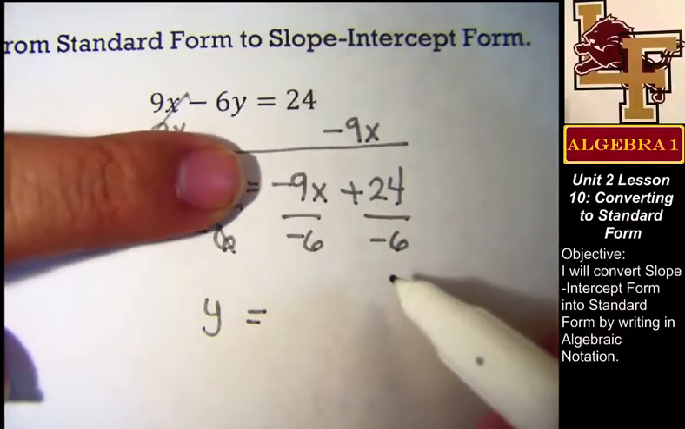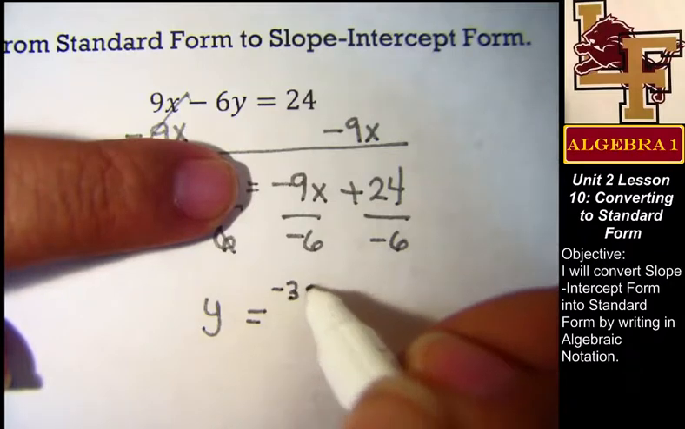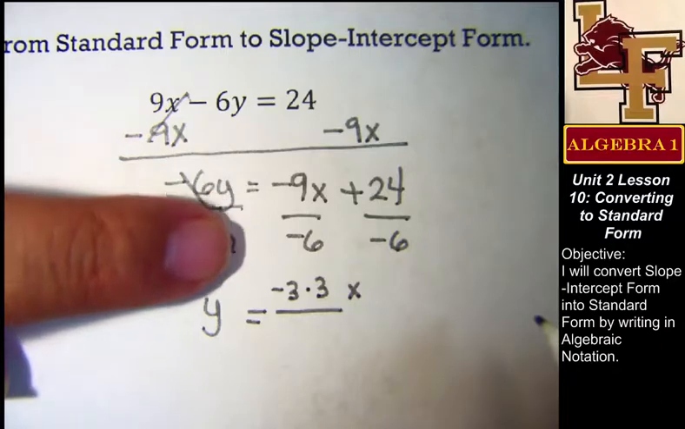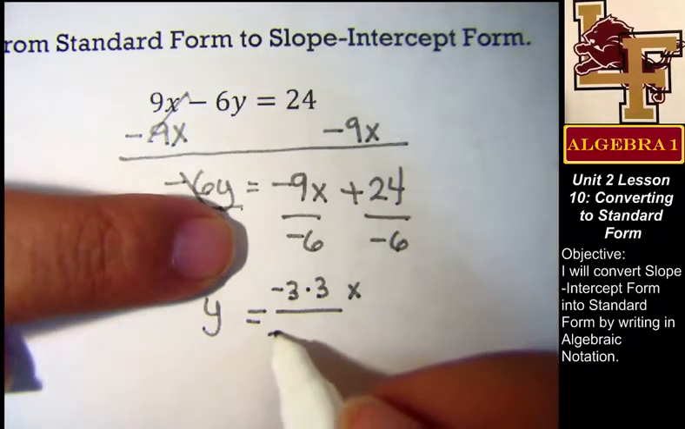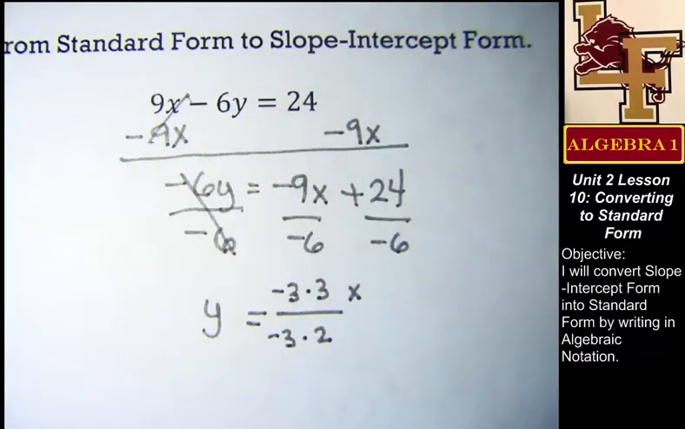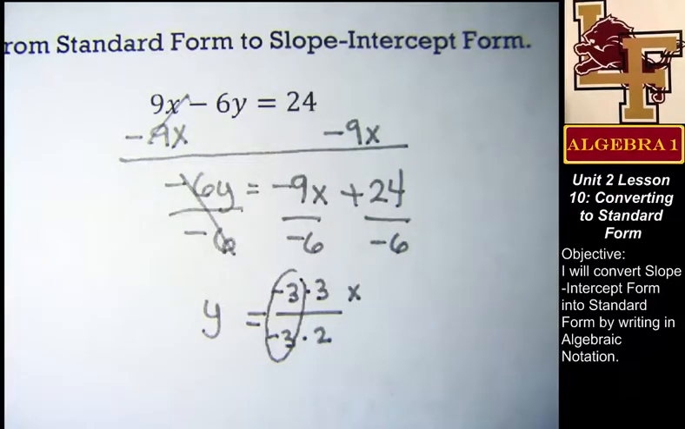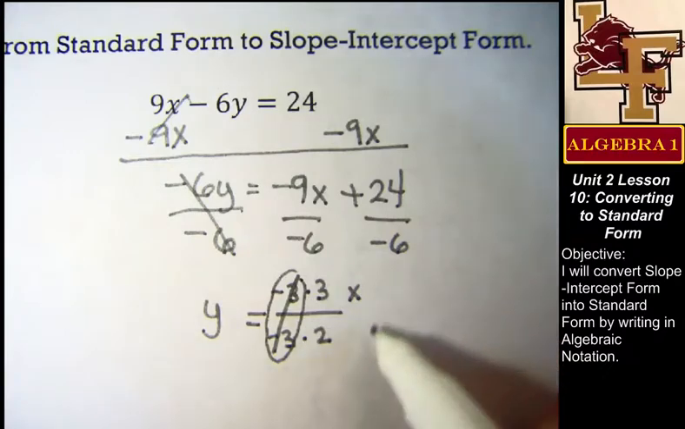So what I'm going to do is think of the negative 9 not as negative 9, but as negative 3 times 3. And I'm going to think of the negative 6 not as negative 6, but as negative 3 times 2. So I thought of them as their factors, as numbers you multiply together to give me that value. I have these two that are the same, numerator and denominator. They cancel. And it leaves me with my most simplified version of this fraction.